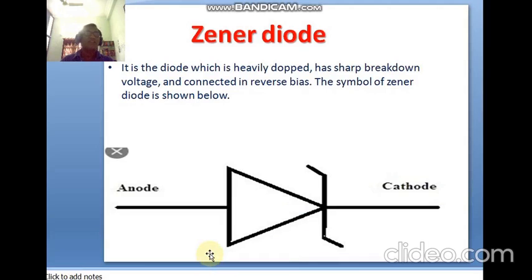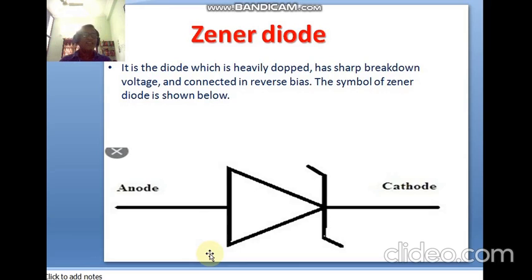In the previous classes, we discussed PN junction diode construction, working, and characteristics of the PN junction in forward and reverse bias also. Now we are defining the Zener diode. The Zener diode is the diode which is heavily doped, has a sharp breakdown voltage, and is connected in reverse bias.